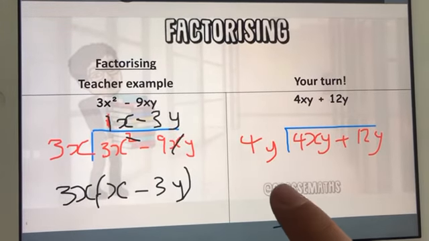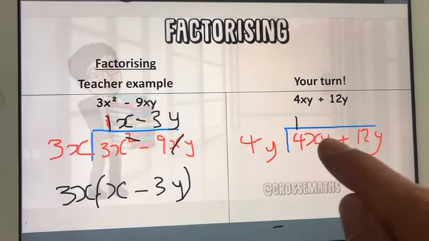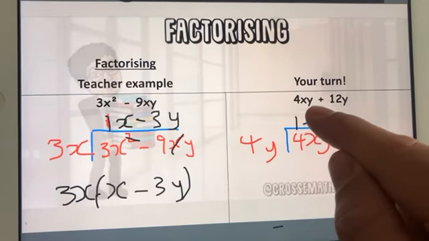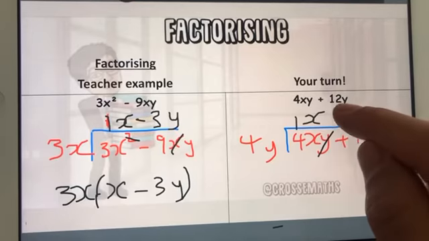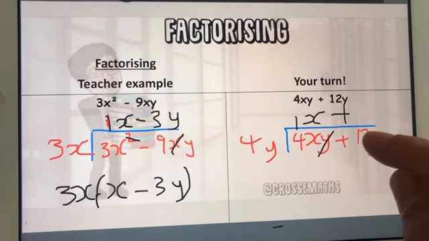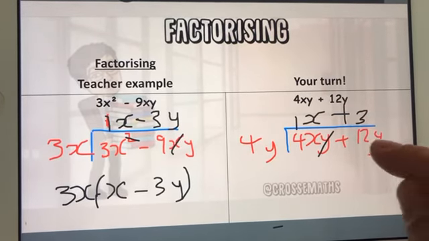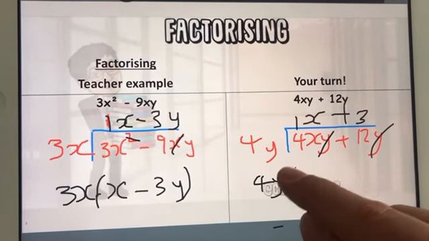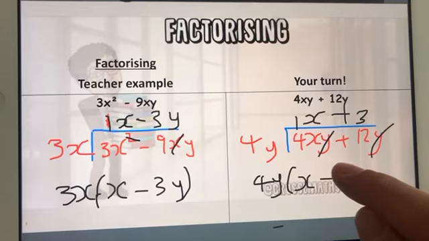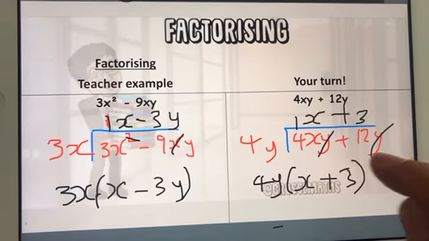Once I'm there now, 4 divided by 4 is just 1. X divided by x, there's no x on the outside, so I can't do anything with that. Y divided by y cancels. Plus goes in the middle. 12 divided by 4 is 3. And y divided by y cancels out. So my answer is 4y on the outside, 1x plus 3 on the inside, okay?